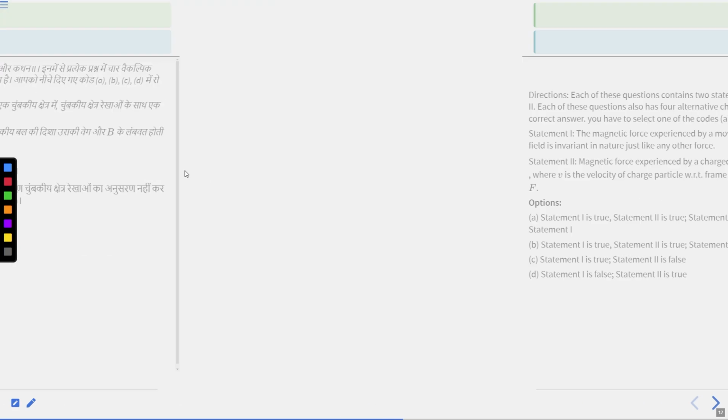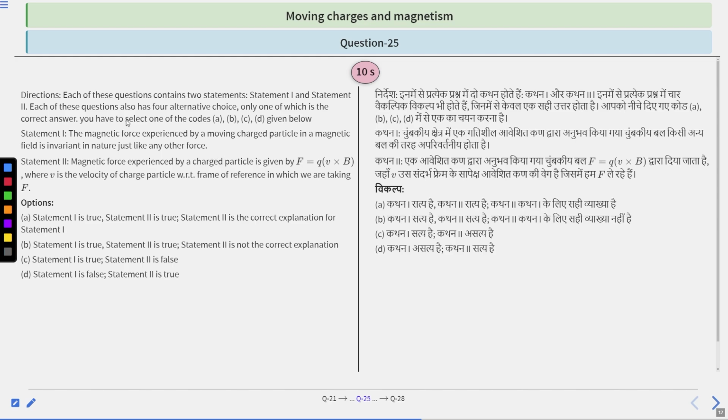Next question, question 25. Statement first: the magnetic force experienced by a moving charged particle in a magnetic field is invariant in nature, just like any other force. And statement second: the magnetic force experienced by a charged particle is given by F is equal to q v cross B, where v is the velocity of the charged particle with respect to the frame of reference in which we are taking F. So based on these two statements, which option is correct?